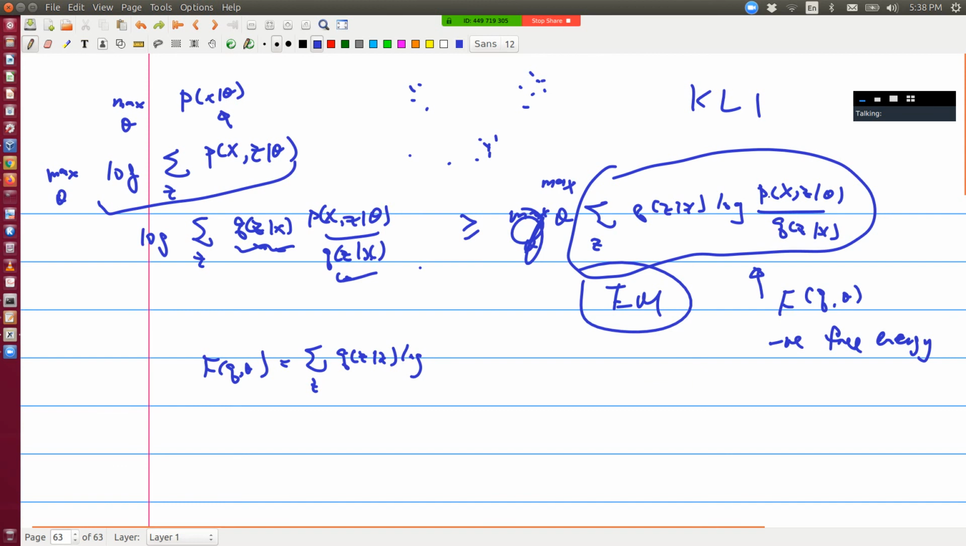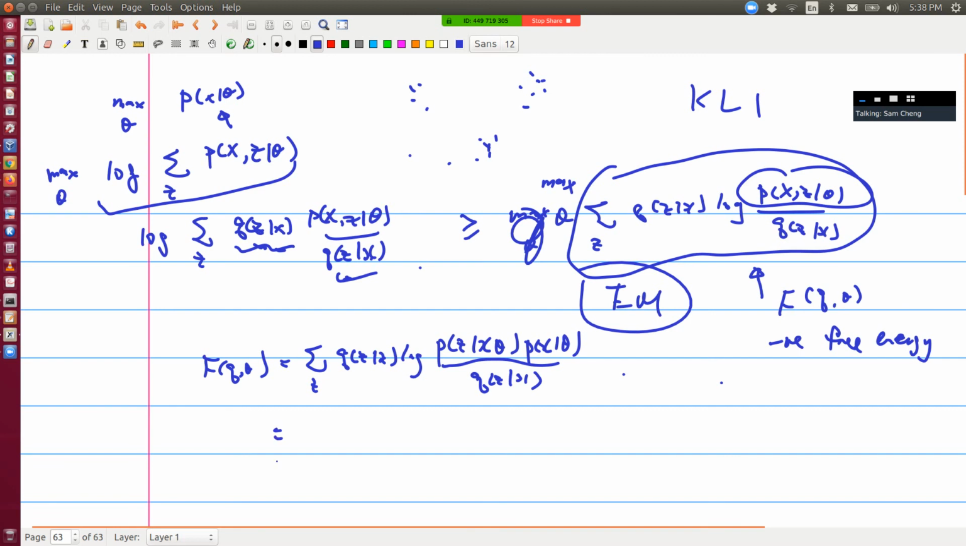Split this one into P(C given x, theta) times P(x given theta). I mean, just this guy, split that: P(C given x, theta), P(x given theta) over Q(C given x). And so I can split that.